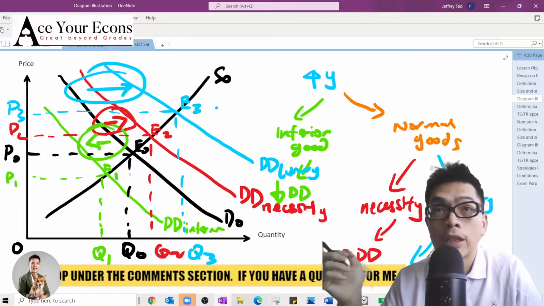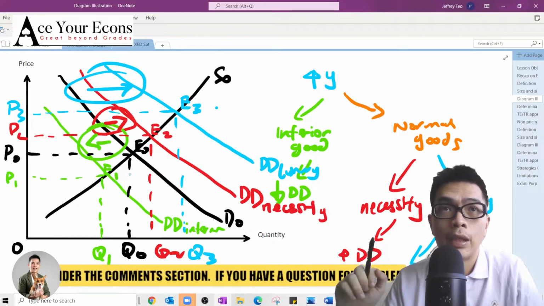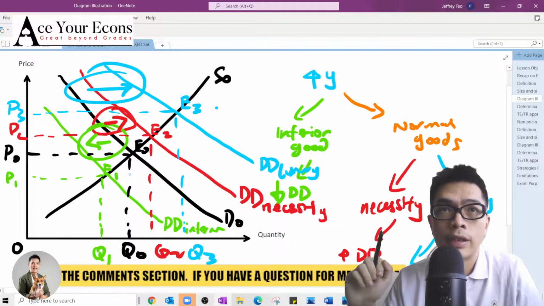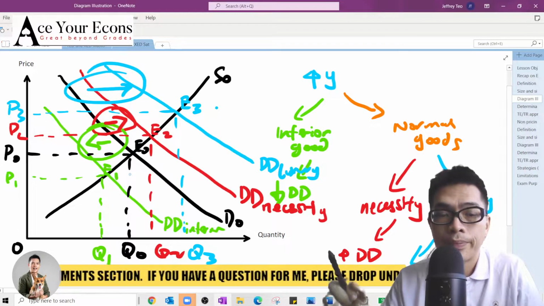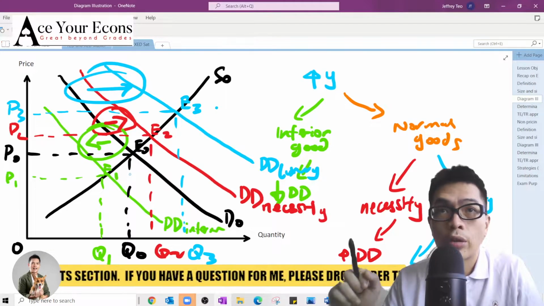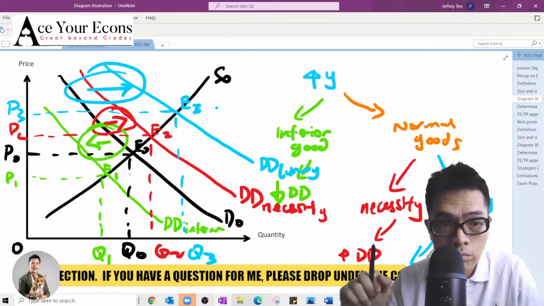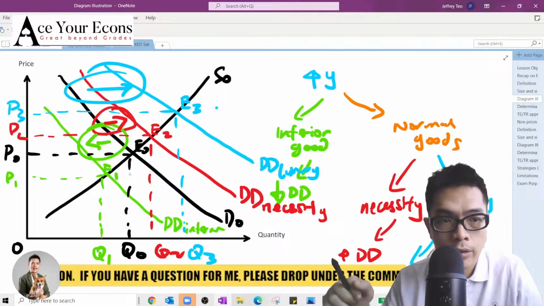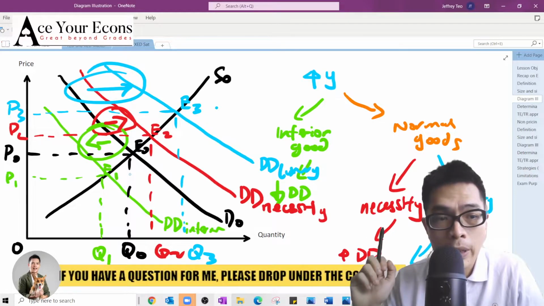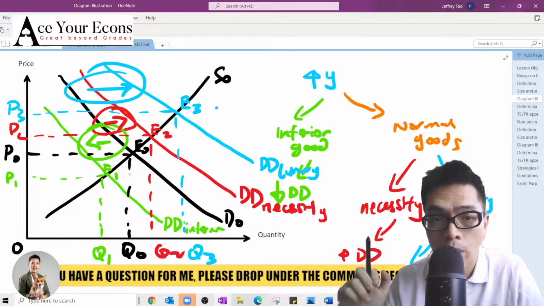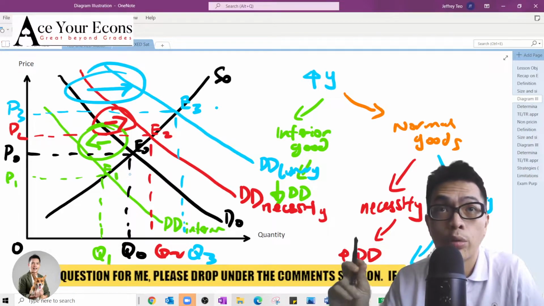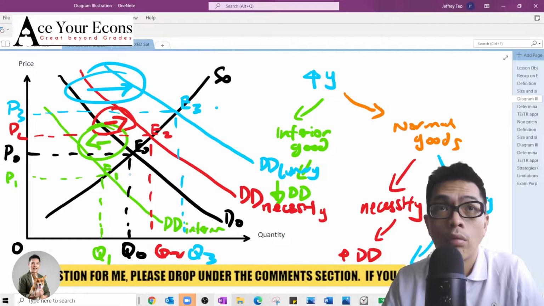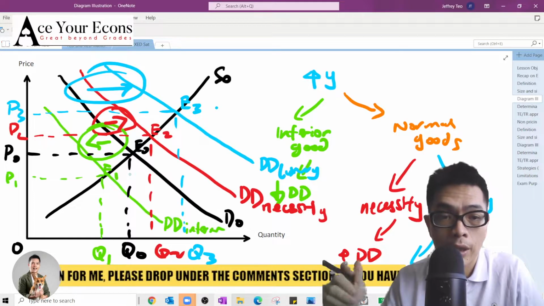Likewise, for luxury good, we can use the same deduction. Your expenditure will be 0, P3, E3, Q3. It's going to be greater than the initial 0, P0, E0, Q0. And it's also going to be bigger than the one in red, 0, P2, E2, Q2. So your expenditure increases more when there's a rise in household income.